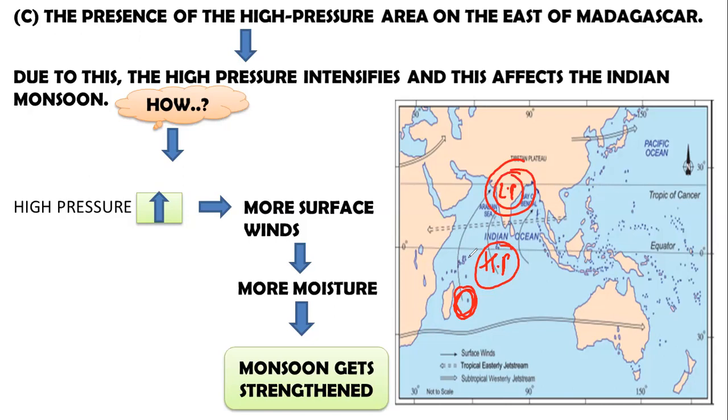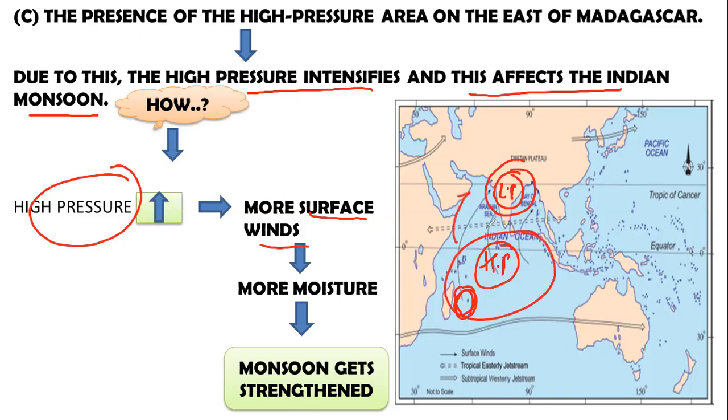Now the presence of the high pressure area on the east of Madagascar helps in multiplying the high pressure area at the south of India. So high pressure areas are also becoming twofold. Low pressure area over India is also becoming twofold. So the strength of winds is increasing. Now due to this, the high pressure intensifies, and this affects the Indian monsoon. How? Because the higher the pressure is, the more the surface winds will move from this area towards India.